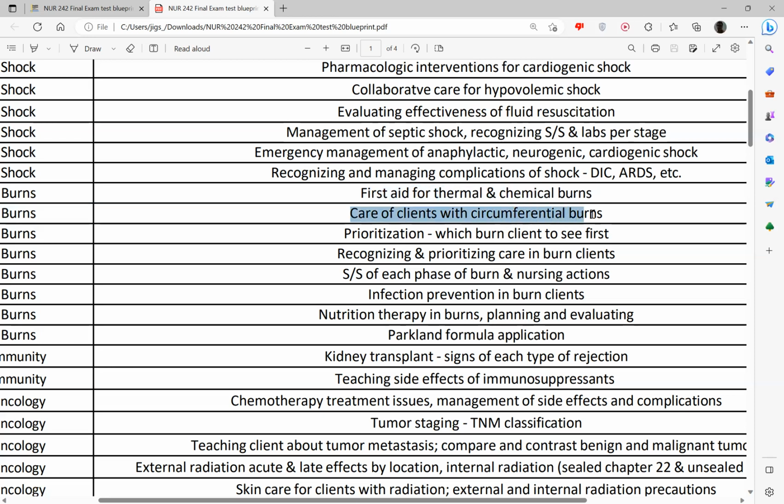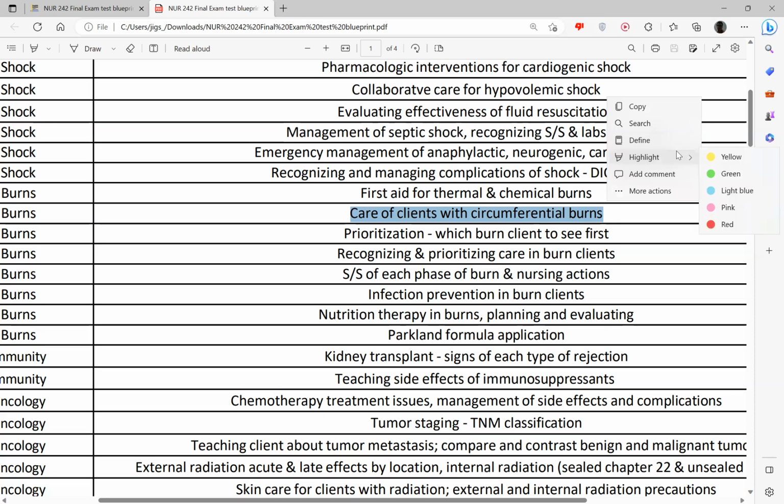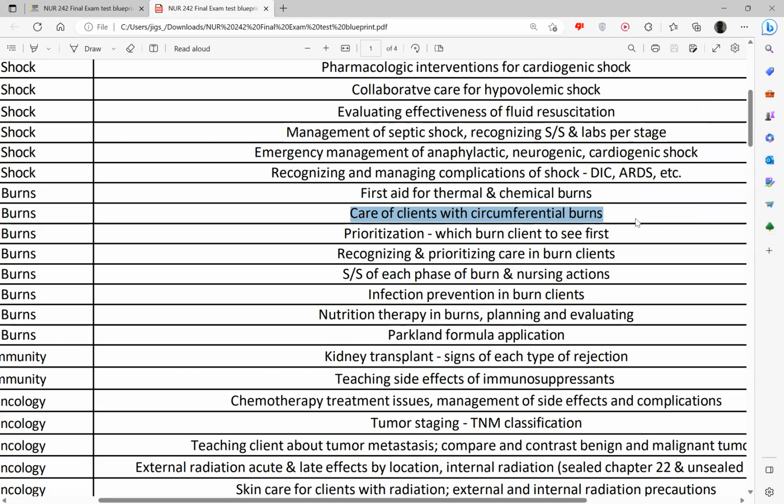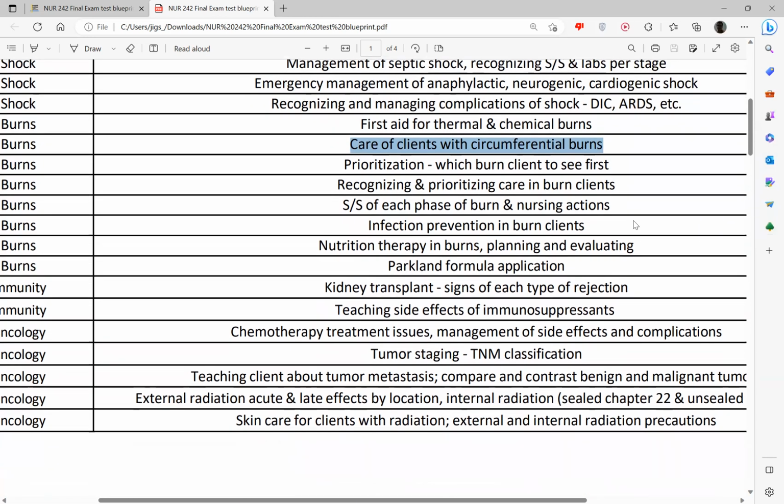What do we mean by circumferential burns? Okay, so an entire body part. So let's say an entire arm, an entire leg, an entire torso. Why? It becomes a compartment. Because the skin becomes a tourniquet, causing compartment syndrome. So let's review the 6 P's again: paresthesias, paralysis, pressure, pulselessness, pallor, and poikilothermia.